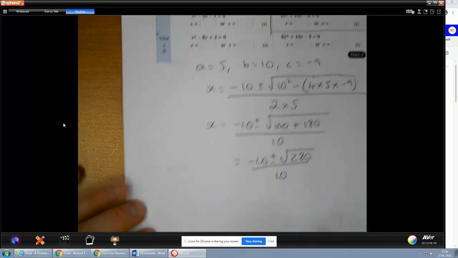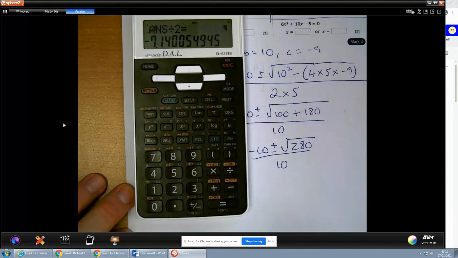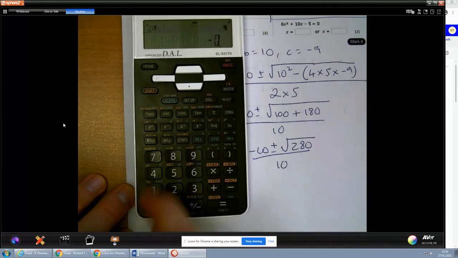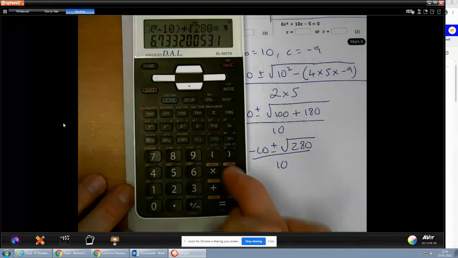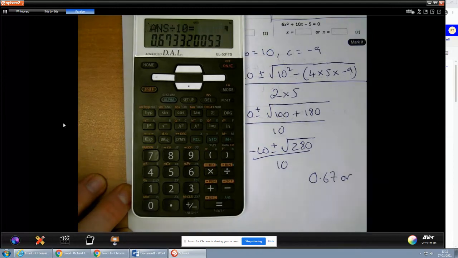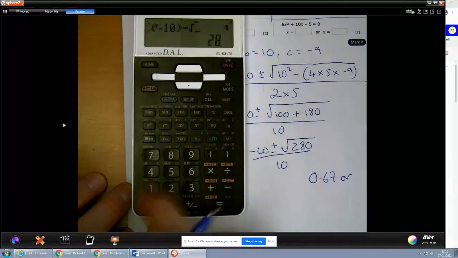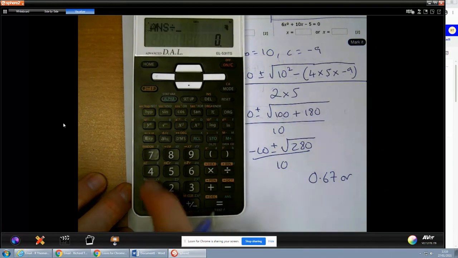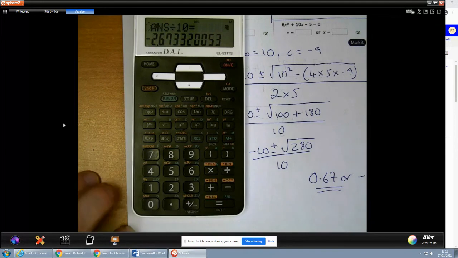Now get your calculator. Don't forget to use that negative button, not the minus button. So that's negative 10 plus square root of 280 equals that. Divided by 10 equals that. 0.67, or negative 10 minus the square root of 280 equals that, divided by 10 equals that, minus 2.67. For all of these questions, the calculator does all the duty stuff.